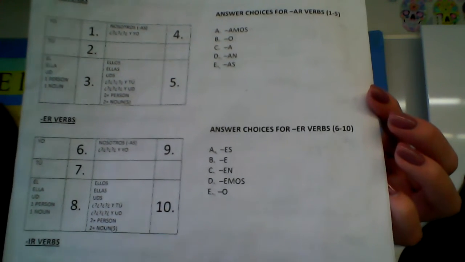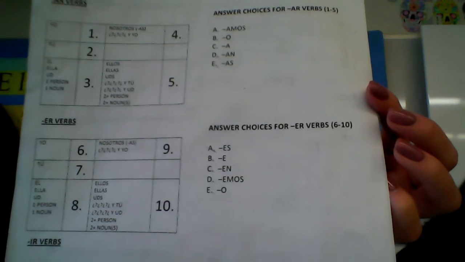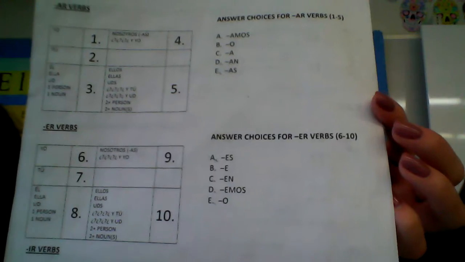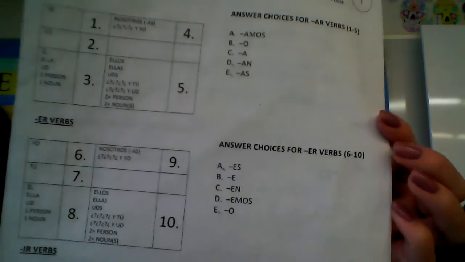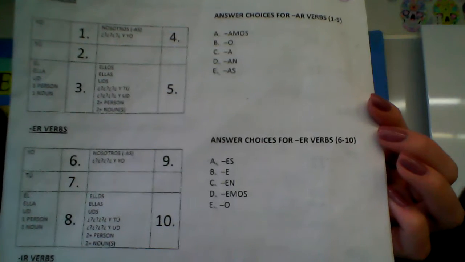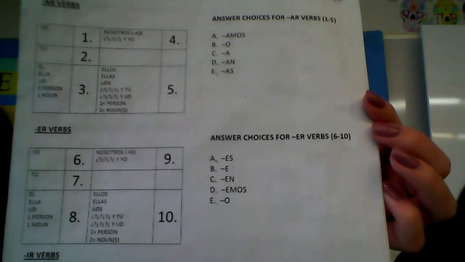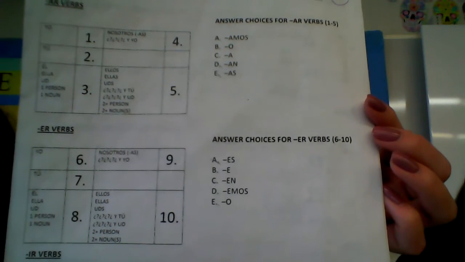Number 8, pick the ending that goes with those forms: él, ella, usted, one person or one thing. Number 9, pick the ending that goes with nosotros, nosotras, somebody and I. And number 10, pick the ending that goes with ellos, ellas, ustedes, or two or more people or things. And again, you might want to write down the table on a piece of loose leaf so that you know, and then you just line them up. But remember, you can only use each of those answers one time each. Bubble them into your Scantron.